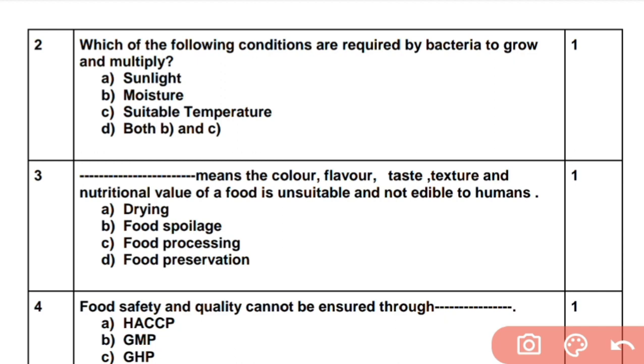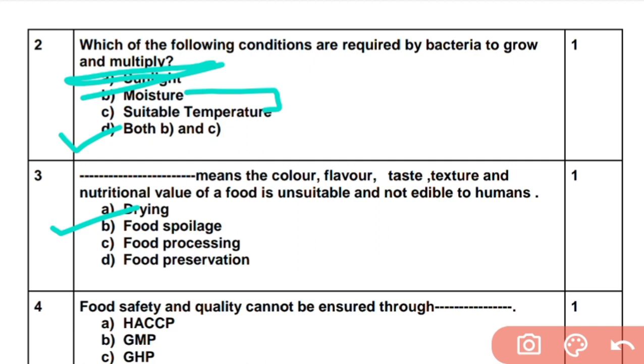So the answer is both B and C. That is, you need both moisture and suitable temperature. Sunlight restricts bacteria growth. Question number 3. Dash means the color, flavor, taste, texture and nutritional value of a food is unsuitable and not edible to humans. It means the answer is food spoilage. It is only spoilage which renders food unsuitable and inedible.